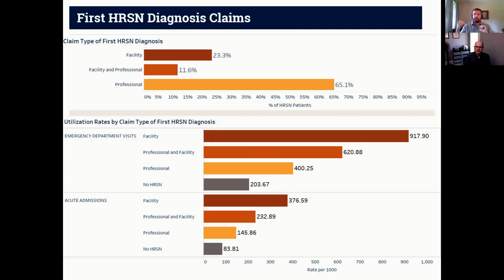Patients in both of these groups did have significantly higher odds of experiencing an emergency department visit during a given reporting year, but it was only those who received their first diagnosis on a facility claim who were significantly more likely to experience an acute inpatient admission. Whereas those receiving their first diagnosis on a professional claim were not significantly different from the non-social needs population.